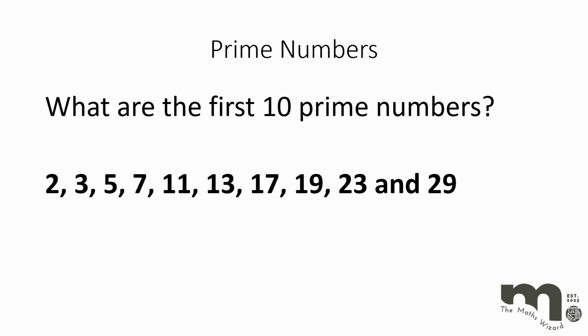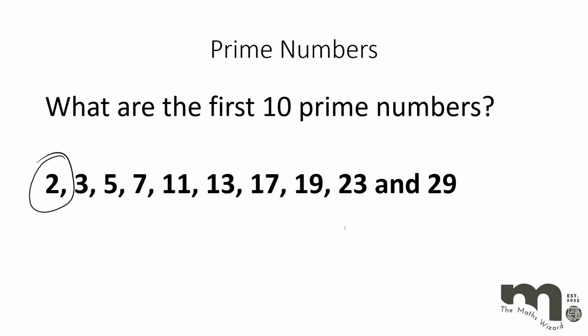Now, one thing I'm going to point out to you here is that the number 2 is the only even prime number. Every other even number has more than 2 factors. Because if you think about it, the number 4 has 1 and 4, but it also has 2. Every other even number is going to have 2 as a factor. But just bear in mind it's not always the case that every odd number is prime. So just bear that in mind as well. Okay, but here are the first 10.